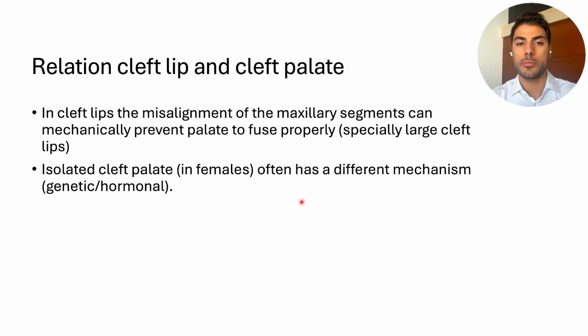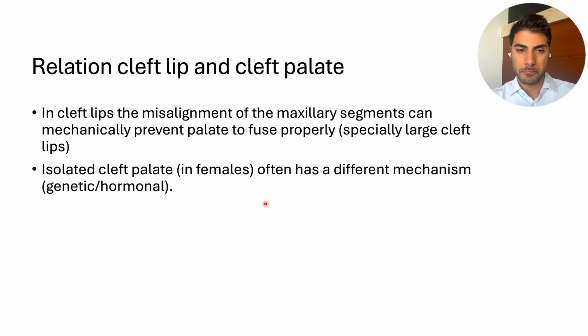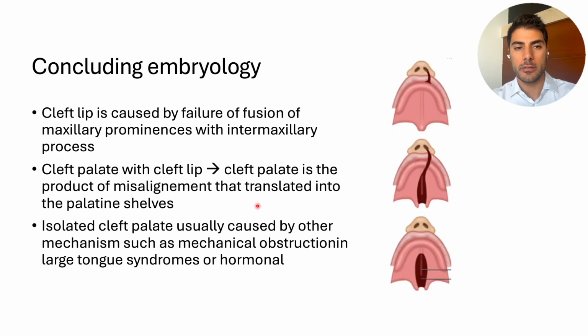So what is the relationship between the cleft lip and palate? As you can see here, in cleft lips, the misalignment of the maxillary segment can mechanically prevent the palate from fusing properly. If we have a misalignment here, it will affect the alignment here also, and it will result in cleft palate. So a cleft lip can also result in a cleft palate. While an isolated cleft palate, which usually occurs in females, often has a different mechanism, which is genetic or hormonal, or sometimes, for example, a large tongue in conditions where babies are born with a large tongue. This might also hinder the fusion of the palatal shelves and cause an isolated cleft palate.